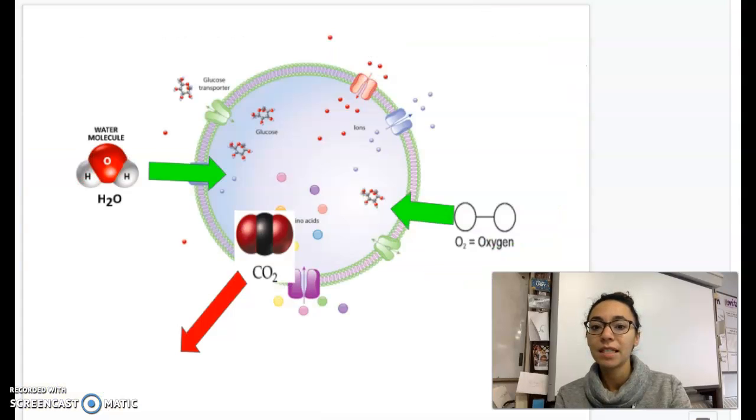Now, cells need to get things in and out, right? Because they need to function properly. So they need to maintain homeostasis. Things like oxygen need to come in. Things like carbon dioxide and other waste products need to go out. Water needs to come in. So we're going to talk today about how the cell does that.